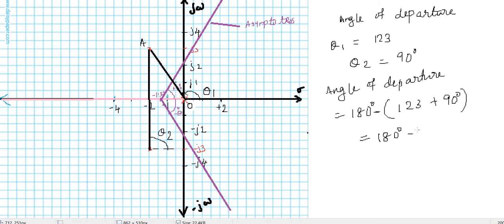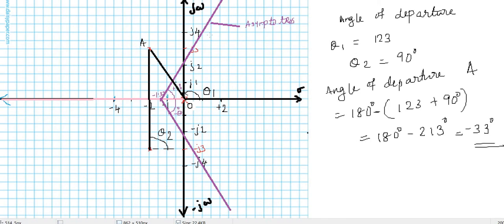So, that is equal to 213 degree, that is minus 33 degree. Okay. So, the angle of departure corresponding to the complex pole A is minus 33 degree.